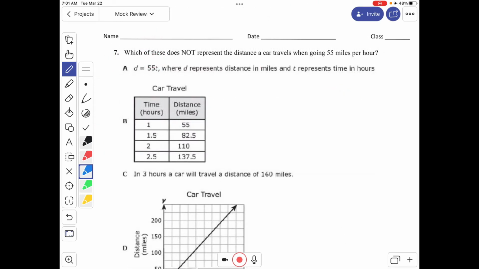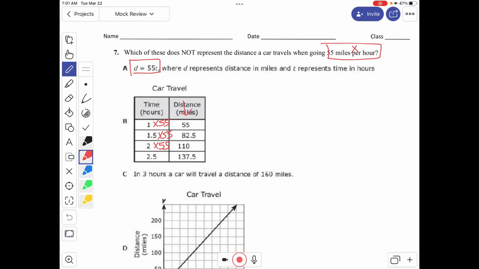Number 7, which of these does not represent the distance a car travels when going 55 miles per hour? 55 miles per hour. So 55 per means times. So 55 times however many hours. Does A show multiplication? B, if I multiply 1 times 55, would I get that answer? What about if I multiplied 1.5 times 55, would I get these numbers?